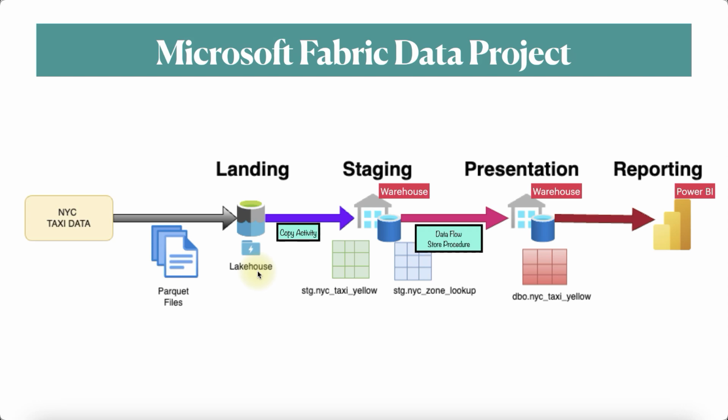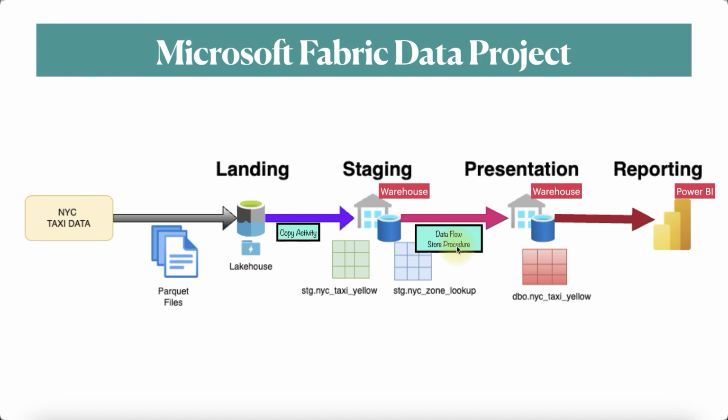Once the data files are available in the Lakehouse, we will use the Data Factory copy activity to ingest the files into a staging table in our warehouse. The staging layer will also include a taxi zone lookup table. This is a static table that we will load using one of the pipelines and leave unchanged throughout the project.